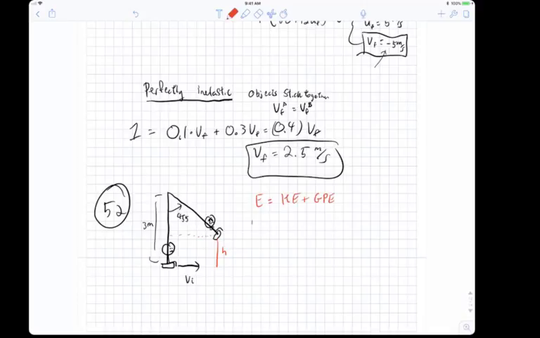So initially, her energy, she has no kinetic energy. Wait, no. Initially, she has a lot of kinetic energy: 1/2 times her mass, 20, times v squared. I don't know her speed. Zero gravitational potential energy. The final, when she's in this position, she's got no kinetic energy, and her gravitational potential energy is mass times 9.81 times this height. So let's focus on finding this height.